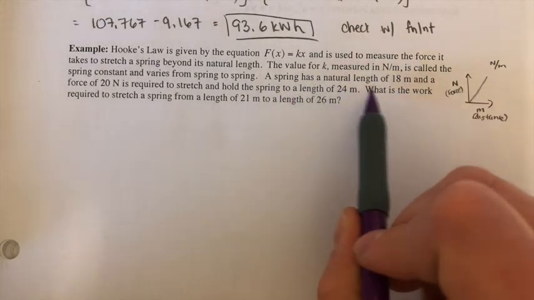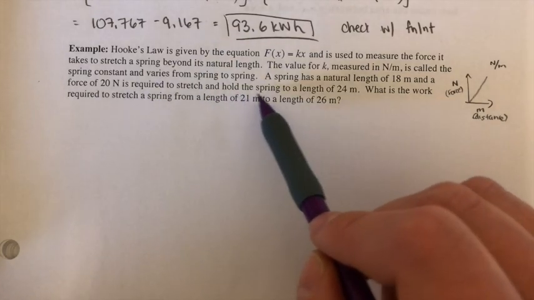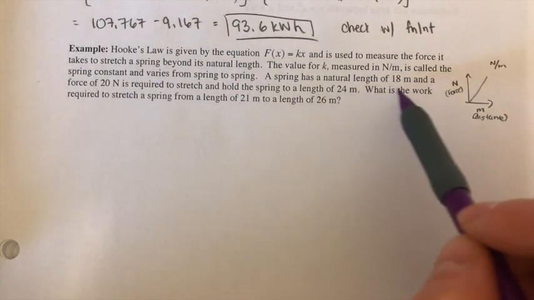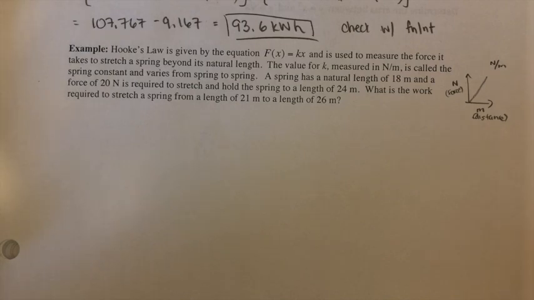So a spring has a natural length of 18 meters and a force of 20 newtons is required to stretch and hold the spring to a length of 24 meters. What's the work required to stretch a spring from a length of 21 meters to a length of 26 meters?